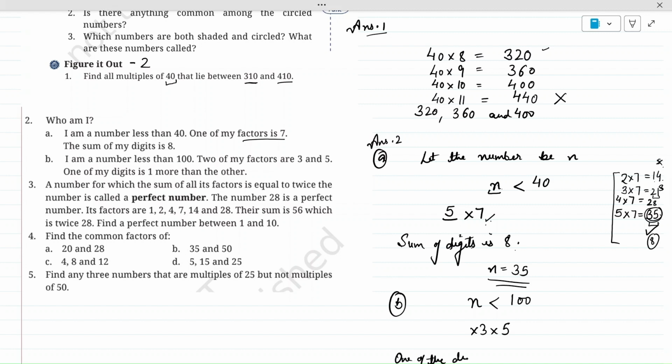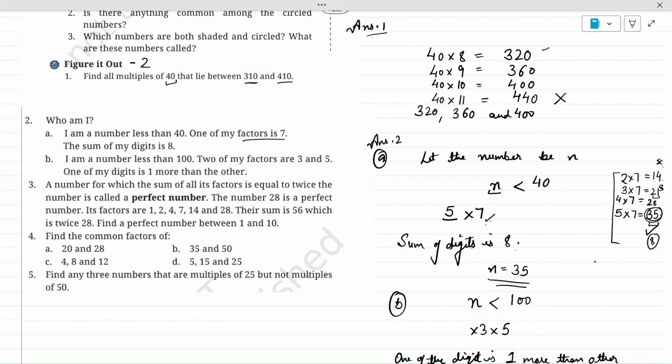digit is one more than the other. And then what is the number we have to find? Okay, same technique we can use.